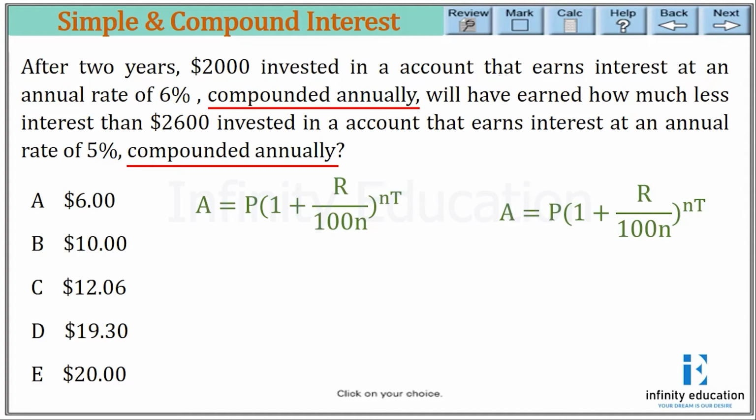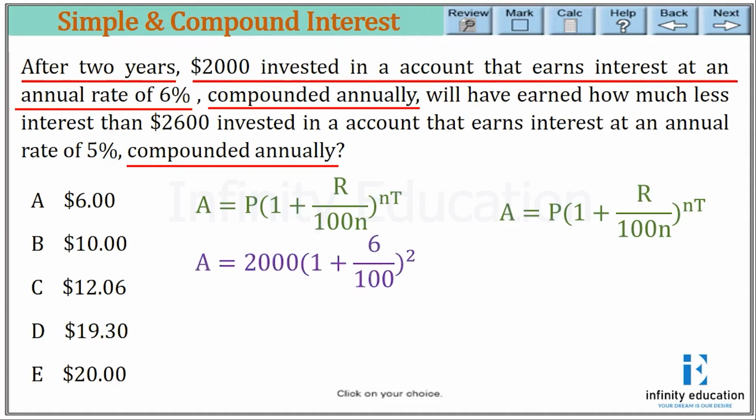Now let's see the first one. After 2 years, $2000 invested in an account that earns an annual interest of 6%. That means for the first one, I can consider 2000 as the principal, 6% is the rate of interest, and 2 years, that is the value for T as 2, and compounded annually. So N should be 1. So we can rewrite this equation like this: P as 2000, R as 6% annual rate, N as 1 and T as 2. Now if we do the simplification, we are having this as 2247.2.